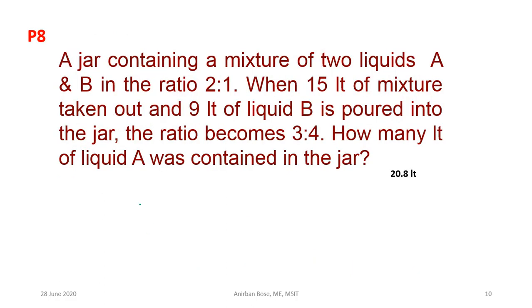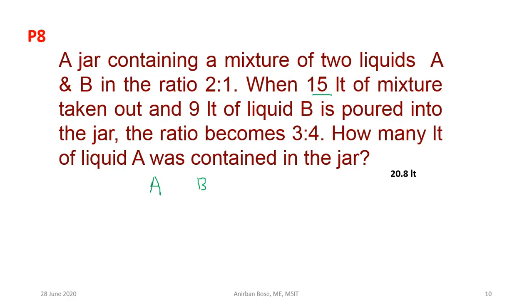Now coming to the next problem. A jar containing a mixture of 2 liquids A and B in the ratio 2:1. When 15 liters of the mixture is taken out and 9 liters of liquid B is poured into the jar, the ratio becomes 3:4. So how much of liquid A was contained in the jar initially? Okay, so what we do, let us consider initially liquid A to liquid B was 2:1, right? So A and B were in the ratio 2:1.